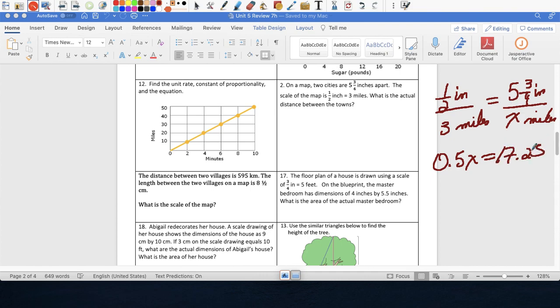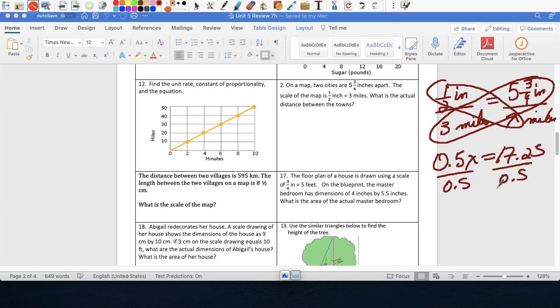Remember, we're cross multiplying. Then we're going to isolate our variable here and divide by 0.5 on both sides. And x is 34.5. So in real life, the two cities are 34.5 miles apart.